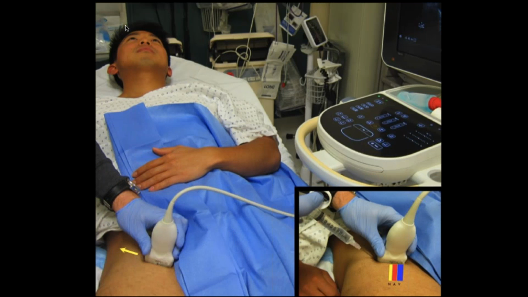So again, probe marker to the right, and you're going to be doing this block in plane as demonstrated here on the lower portion of the screen, with the needle aiming immediately under and parallel to the long axis of the transducer, such that the needle and needle tip are visualized throughout the procedure.